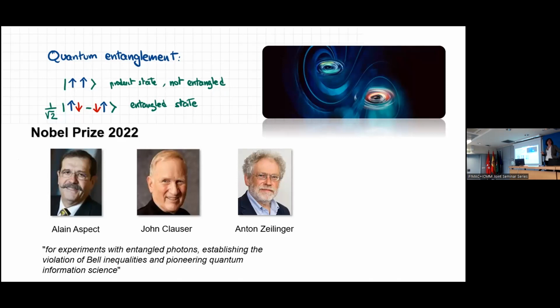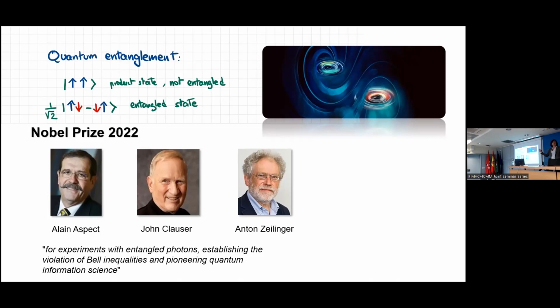In 2022, the Nobel Prize was given to Alain Aspect, John Clauser, and Anton Zeilinger, precisely for their experiments proving quantum entanglement in photons. And this concept of quantum entanglement, I'm going to use it for spins now. So the state I was showing to you, the ferromagnetic state for a system of N spins, 10 to the 23 spins, is basically a product state.